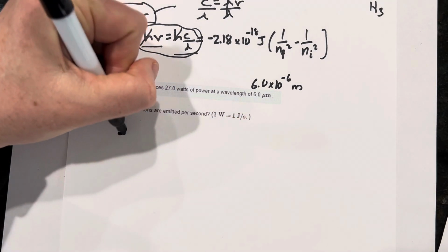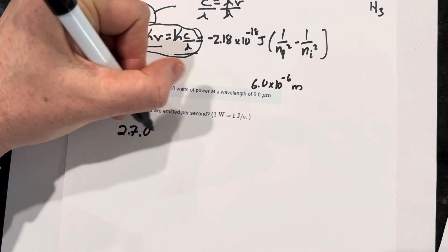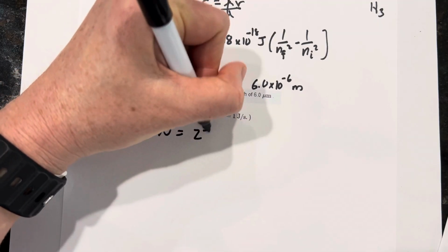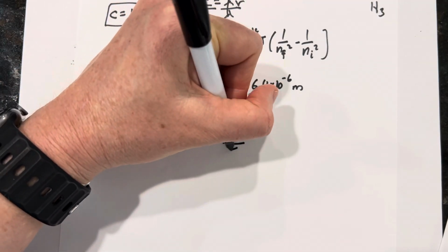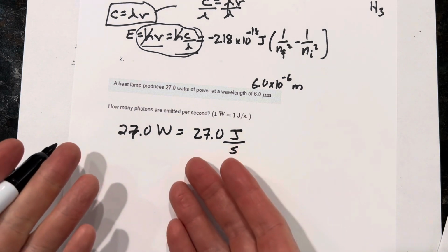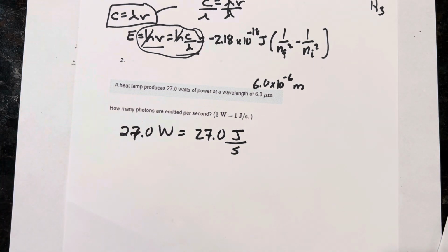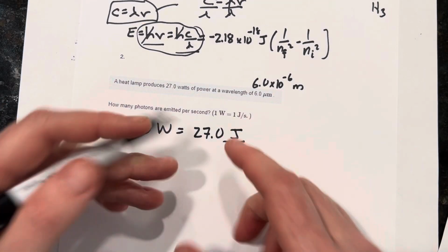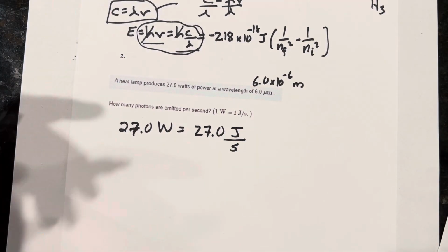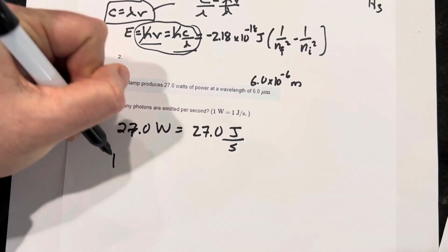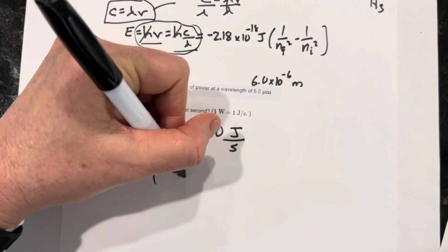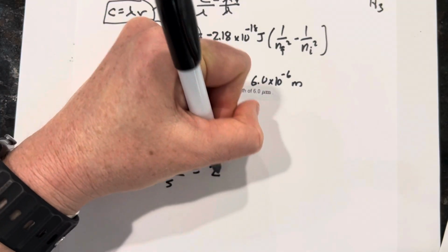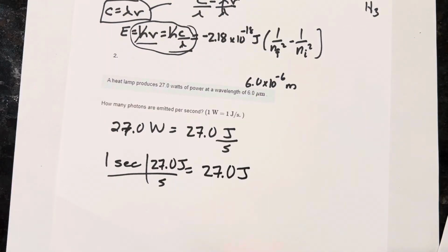So if we have 27.0 watts, that's the same as saying 27.0 joules per second. And it wants to know how many photons are emitted in a second, okay? So it's easy to figure out how many total joules. That's a big number. That's a lot of power, 27 joules. So to do that, we're just like, okay, in 1 second, we know that there are 27.0 joules. In other words, 27.0 joules occur in a second.